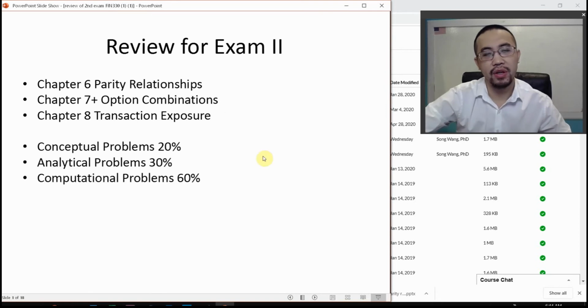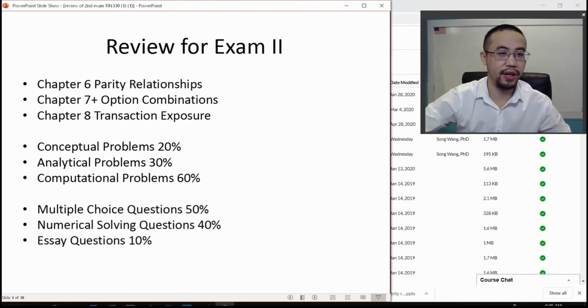All right. So for your second exam, the structure of the questions would be similar to your first exam. There would be conceptual questions, analytical questions, and computational problems. Okay. So the total here is 110%. 110%. I just want to give you some extra points. So if you scored 110, then you get 110 out of 100. So that's 10% extra credit we're talking about here.